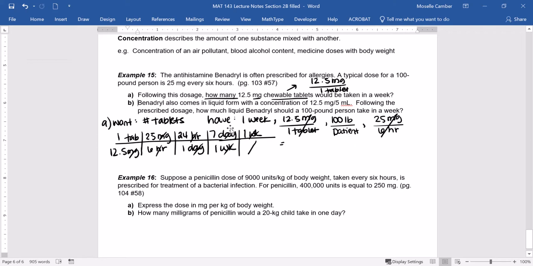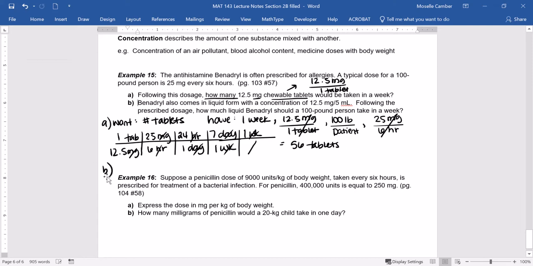Now if it had said how much would be taken in a week for a 200-pound person, that would be a little bit different, but we don't have that. So I'm not going to use that one. Let's go ahead and multiply it out. We have 25 times 24 times 7, and then we divide that by 12.5 and divide that by 6. And we end up getting 56 tablets for that week. That would be the answer to A.